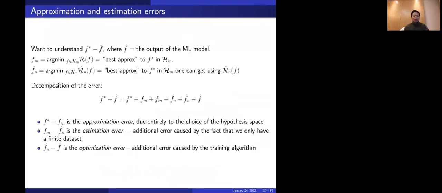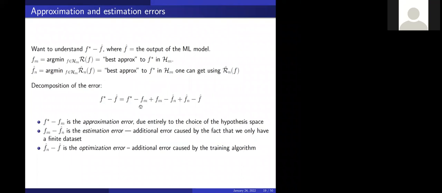So coming to our problem, let's remember f star is the target function, and let's denote by f hat the output of the machine learning model. We want to decompose this error into three parts. In order to do that, let f_m be the best approximation in some sense in the hypothesis space. F hat is the best approximation that uses data. Now, if we are only allowed to use the finite sample points, what is the best we can do?